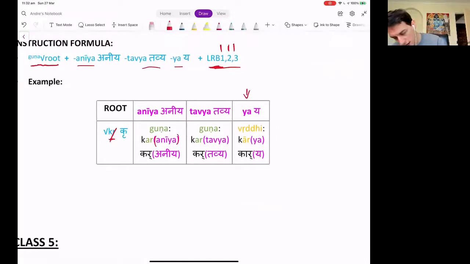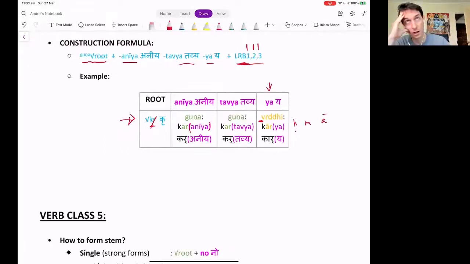Now, when it comes to ya, instead of doing the guna, you'd say vridhi. It's another important point. So if you want to use the ya version, then put the vridhi of kr, which is ar. Therefore, kar ya. And then you get karyaha, karyam, karya. Rama is to do japa.